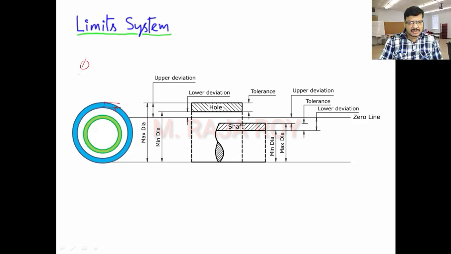Suppose the basic size is some 40. 40 I am not able to manufacture. I can manufacture up to 39.98 or 40.02. So this 39.98 is the minimum size. This 40.02 is the maximum size. That is the variation in the hole that I am showing here, something like this.